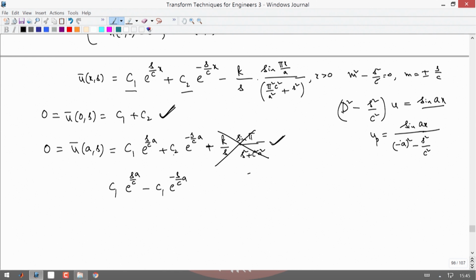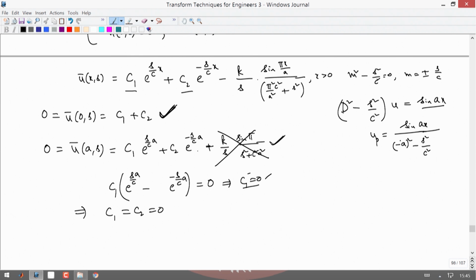And because I put C2 equal to minus C1 by the first equation, C1 is common, so it has to be 0. This cannot be 0. So, this implies C1 equal to 0. Once C1 is 0, C2 is 0 from the first equation. So, this implies C1, C2 both are 0.